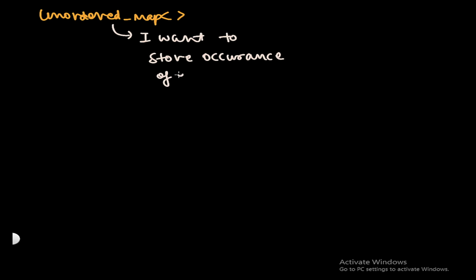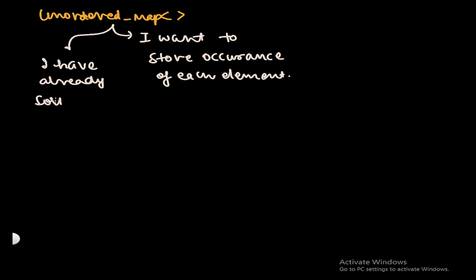Now why unordered map? Because I want to store the occurrence of each element, and the order doesn't matter to me. Why does the order not matter to me? Because I have already sorted once.